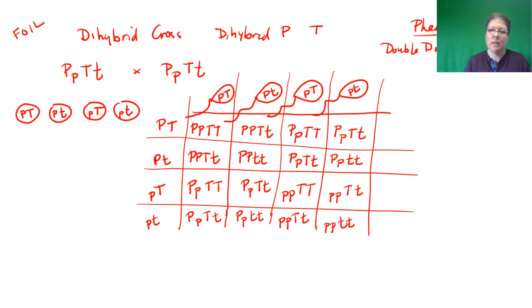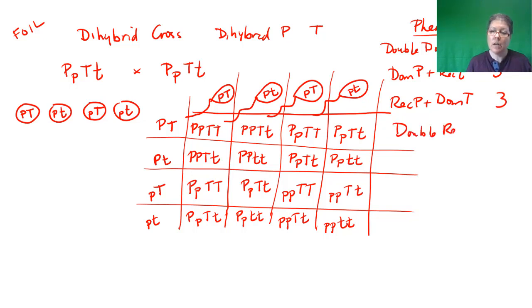double dominant phenotype, there should be 9 of them. All right, dominant P plus recessive T, there should be 3 of those. All right, recessive P plus dominant T, there should be 3 of those. And then we have a double recessive. There should be 1 of those. So you should have a 9 to 3 to 3 to 1 phenotypic ratio.